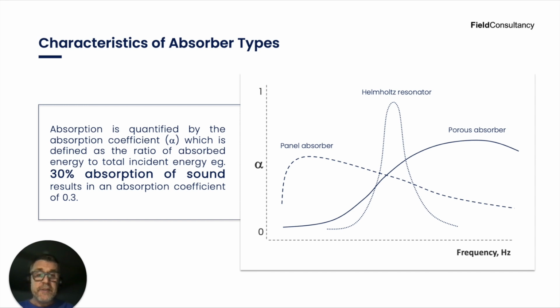And lastly, there's the Helmholtz resonator type of absorption, which is tuned to a very specific sound frequency according to the cavity size, the volume of the cavity, and the neck size of the Helmholtz resonator. So these can be tuned to problematic frequencies of sound and absorb that sound.